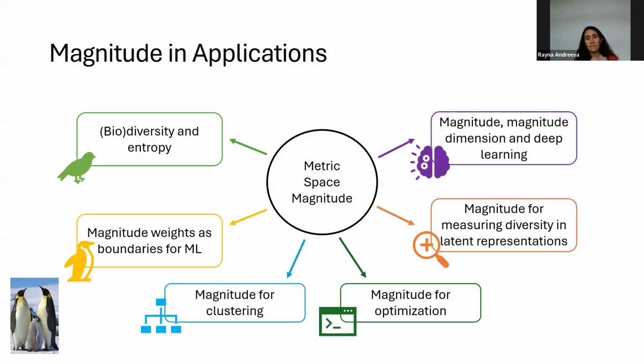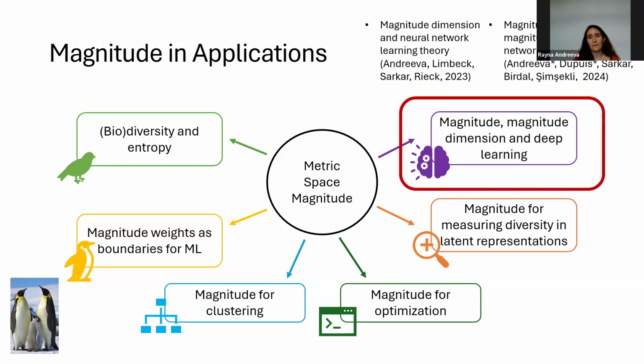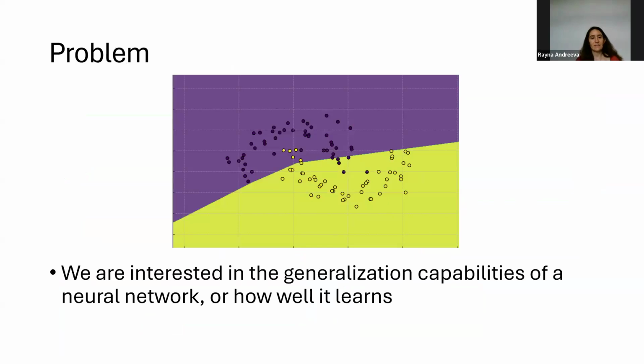The applications in which we are the most interested in now are the applications of magnitude to deep learning. And here I'm going to talk about 2 different papers. In the first one, we link the magnitude dimension to neural network learning theory. And in the second, we consider magnitude and positive magnitude for the same problem in learning theory. If there is time, I would really like to also talk about the magnitude for measuring diversity in latent representations paper.